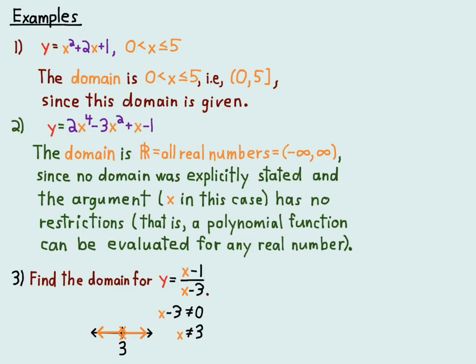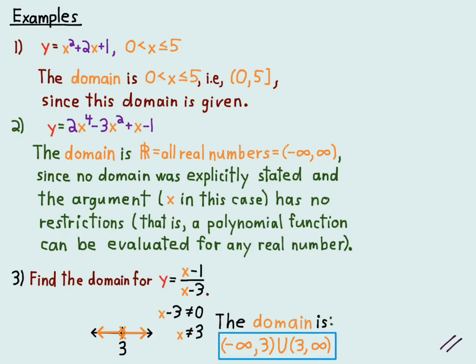Now, when you write down the interval, always read left to right, not from the middle out. A lot of people like to read middle out. They get it all wrong. So left to right. The left arrow is negative infinity. So go negative infinity, comma 3, union 3, comma infinity. All with parentheses. Like this. And that's the domain.